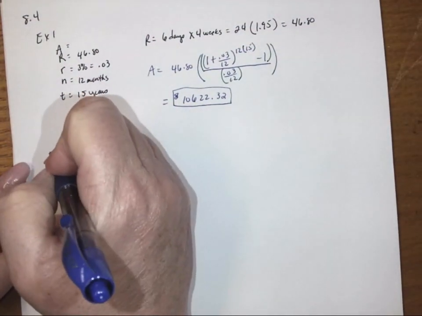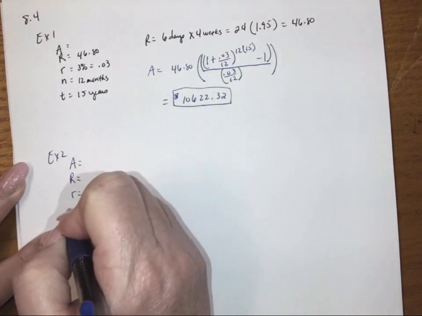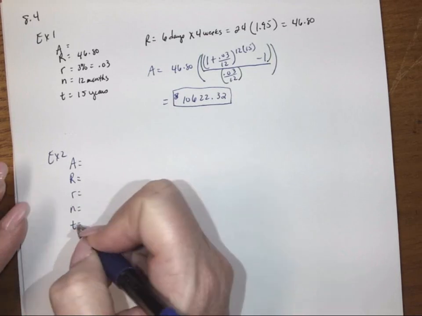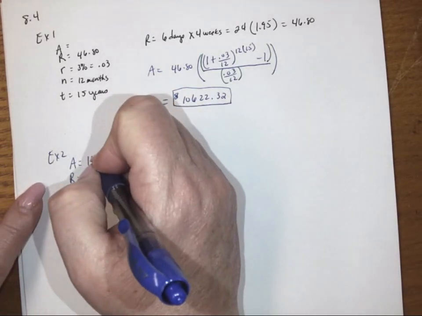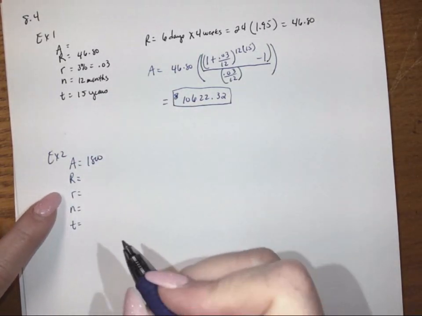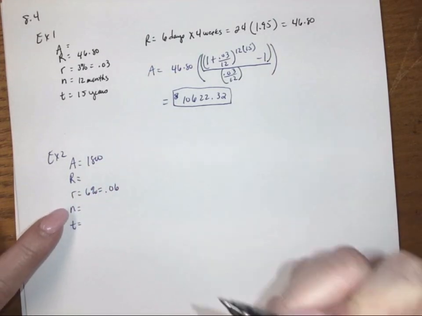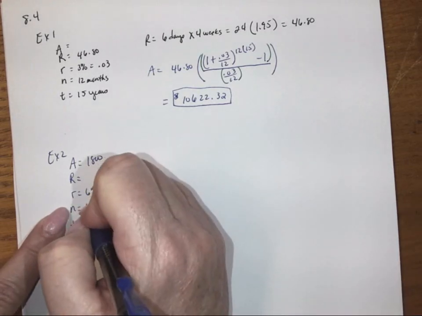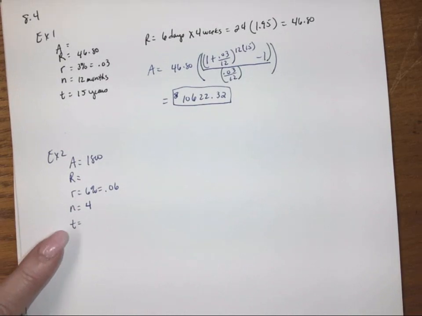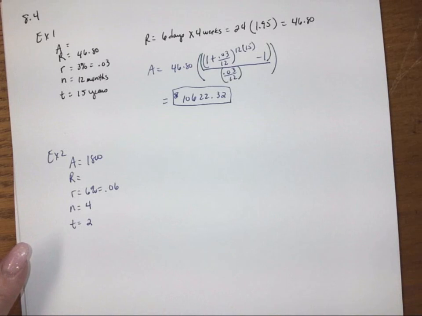So this will be example 2. Again, A, our big R, our little r, our N, and our T. We're still using our really big formula. Our accumulated value that we're looking for is $1,800. Our rate is 6%, which gets us 0.06. The number of compounding periods is quarterly, so we know that's 4. And T is going to be 2 because we're looking for it to happen in 2 years.